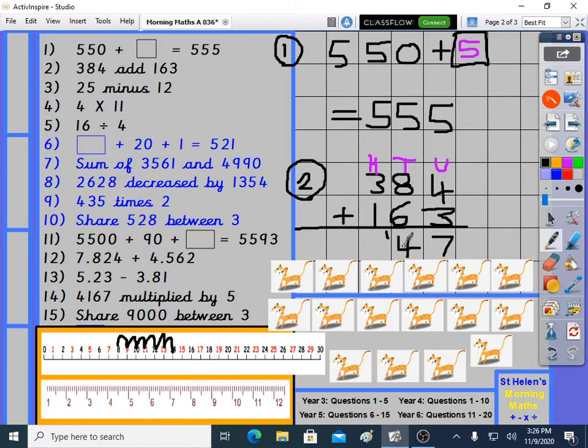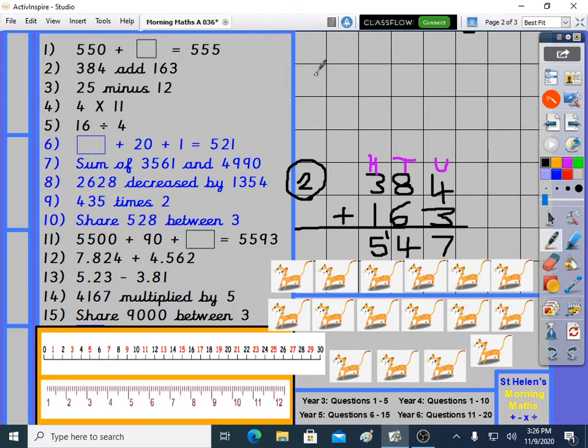We write it like this. 3 hundreds plus 1 hundred plus a little 1 hundred. So 3 plus 1 plus 1 is 5. You get 5 in the hundreds column. 547 is our answer because plus usually makes things get bigger. Let's go to question 3.